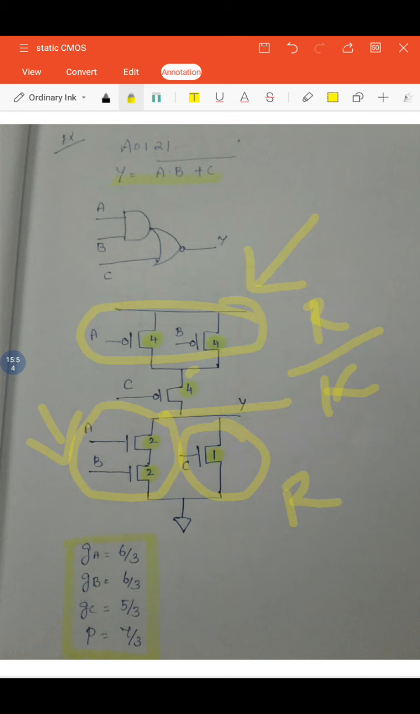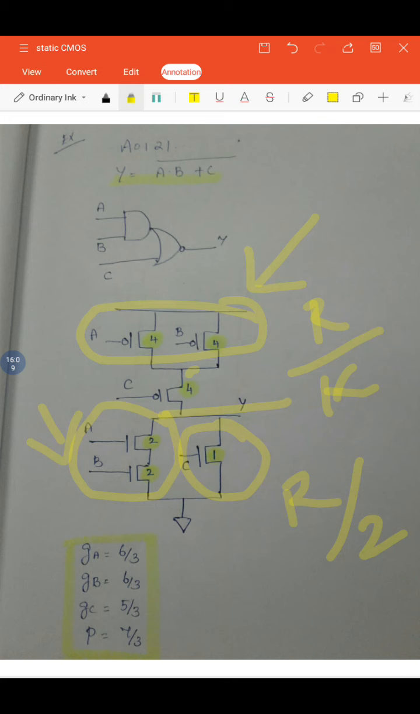So if I choose the gate size K as 2, what will I get? R by 2. If the gate size is 2, I will get R by 2. So at the A input side R by 2, and at the B input side another R by 2.